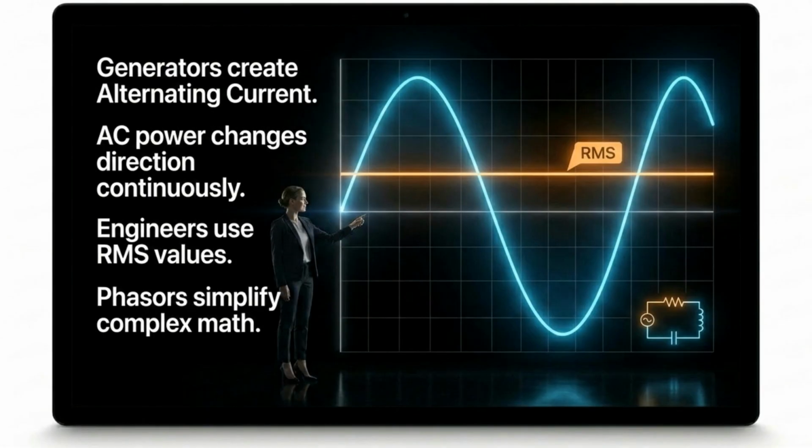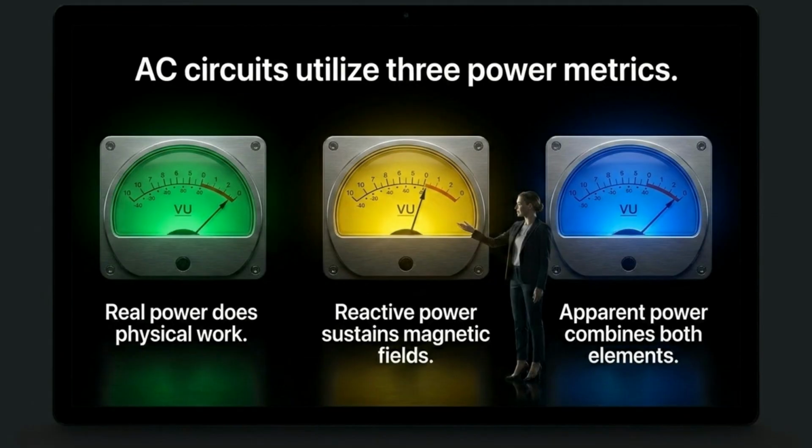Generators create alternating current, where the power continuously changes direction. Engineers use RMS values for consistent measurement and phasors to simplify complex AC math. AC circuits are analyzed using three power metrics. Real power performs physical work, reactive power sustains magnetic fields, and apparent power is the combination of both elements.